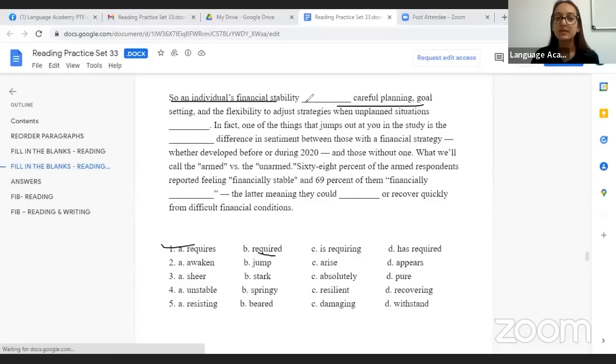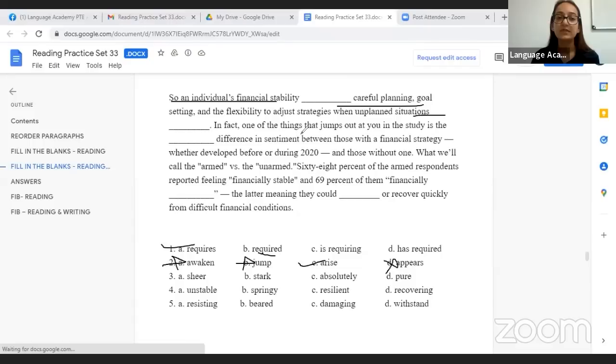So financial stability requires careful planning, goal setting, and the flexibility to adjust strategies when unplanned situations dash. Since "situations" is plural, we cannot have a verb with S. So first of all, we can eliminate "appears". Situations don't jump in front of us, and situations are not sleeping or awakened, but situations do come in front of us. So we say "whenever the situations arise". Simply, it means whenever we face those situations.